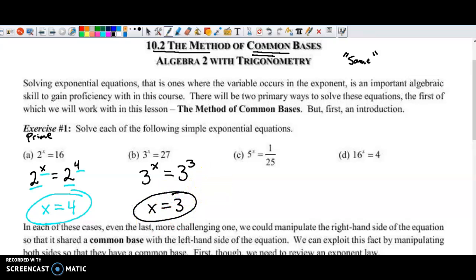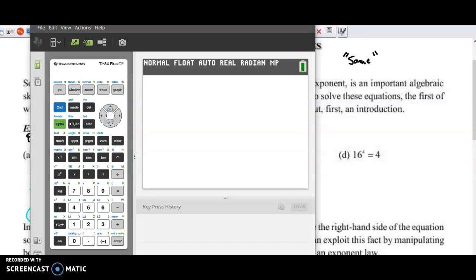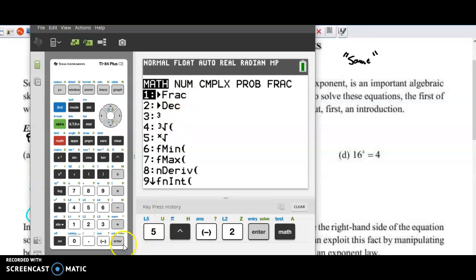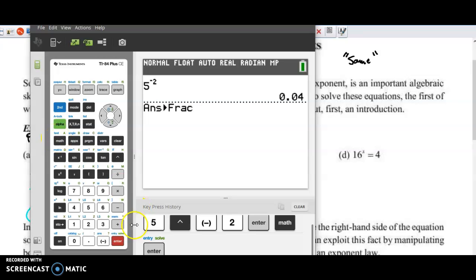And I have no problems if you're using a calculator. I'm going to bring up a calculator. If you don't know what 5 to the negative second power is, you might have to hit the math key to change it to a fraction. Hit enter, and you can see that it's 1 over 25.